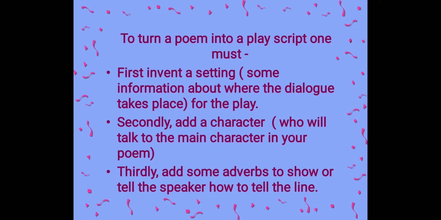Now every poem will have one particular main character, like that of the poem that you have in your Breakfast and the Hummingbird, which we have read in the earlier part of the video. So remember to have a character. Thirdly, add some adverbs to show or tell the speaker how to tell the line. With the help of adverbs, the particular character will know how he or she should tell the line, maybe in an angry manner or in a soft manner. So the adverb should tell them how to say the line. In order to make the play script, these three points are very important.